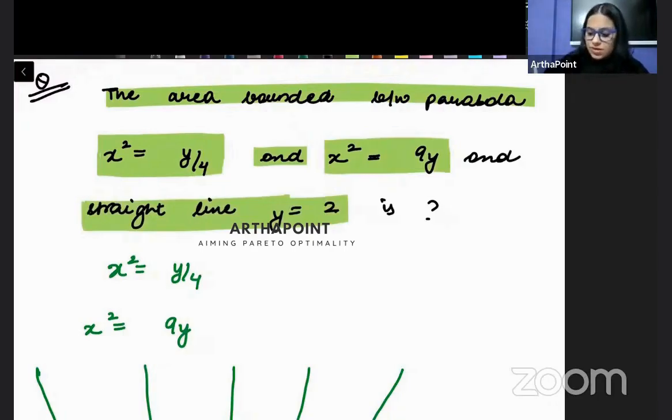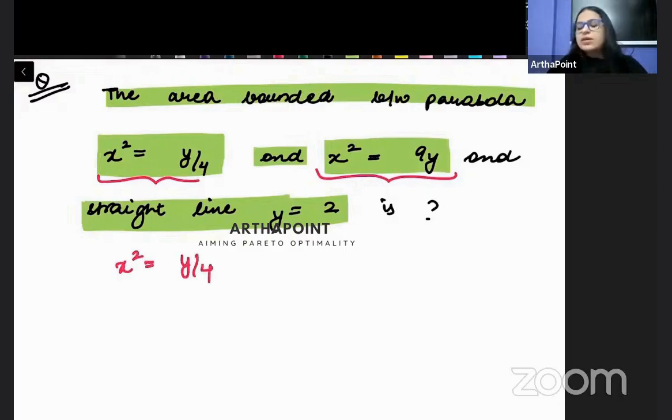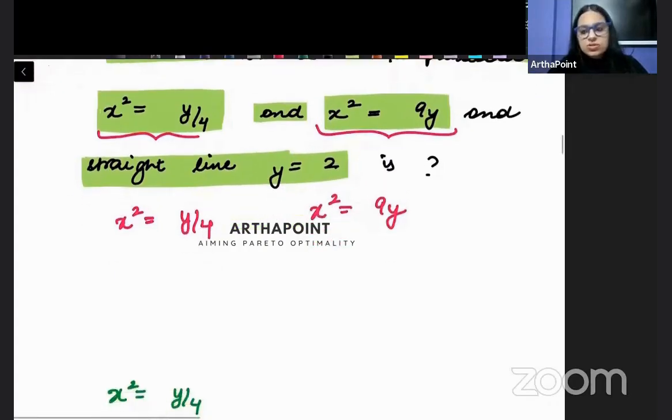यहां पर I can't do what I have done in the last question. क्यों? क्योंकि if you have noticed, there is no intersection between these two curves. एक बोल रहा है कि x square y by 4 के बराबर है, एक बोल रहा है कि x square 9y के इक्वल है. Is there any intersection between these two?